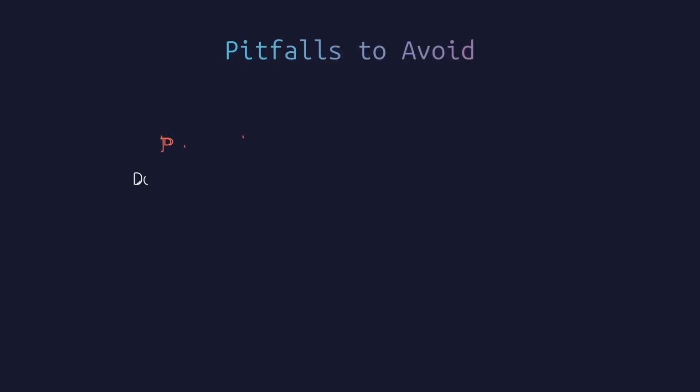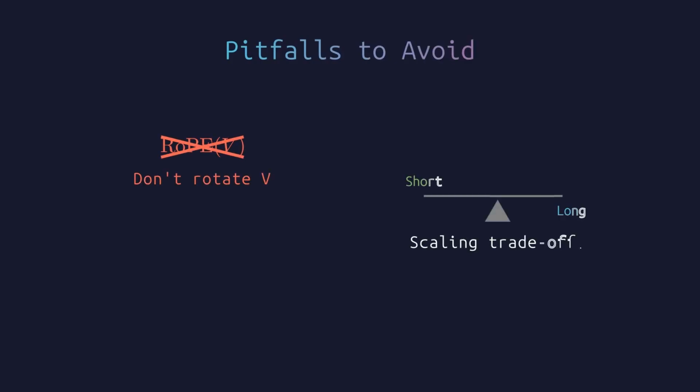A few things to avoid. Don't rotate V, only Q and K. Aggressive scaling can degrade short-range attention, so validate on your actual use case. And remember, aliasing still happens if you go too far out of distribution. Scaling helps, but it's not magic.